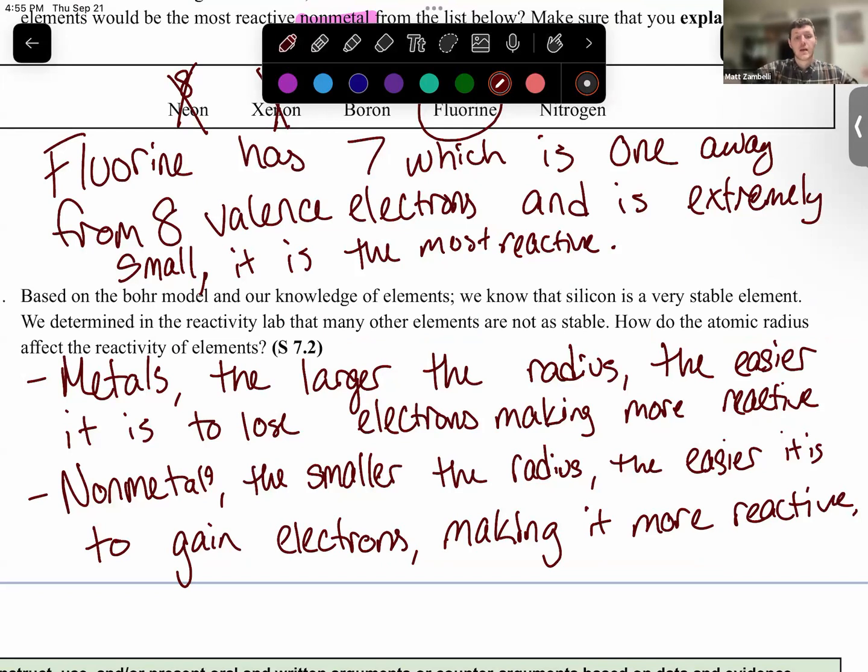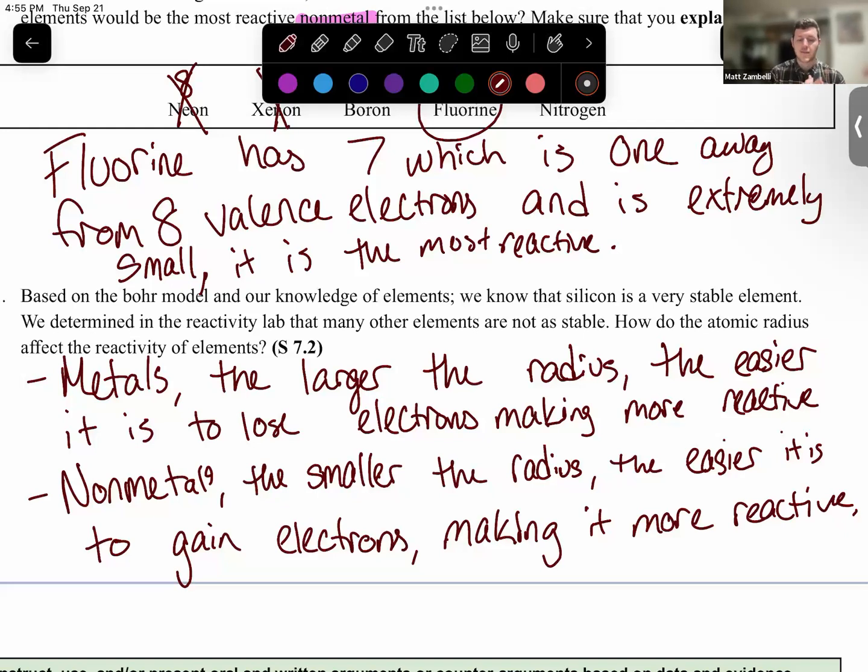Again, I apologize, but again, metals, they have smaller amounts of valence electrons, so they want to have larger atoms, and those larger atoms are going to have easier time losing that valence electron, making it more reactive, which is why the ones way down the bottom left, like francium and cesium and all those in that first column and all the way in the bottom, are going to be the most reactive.